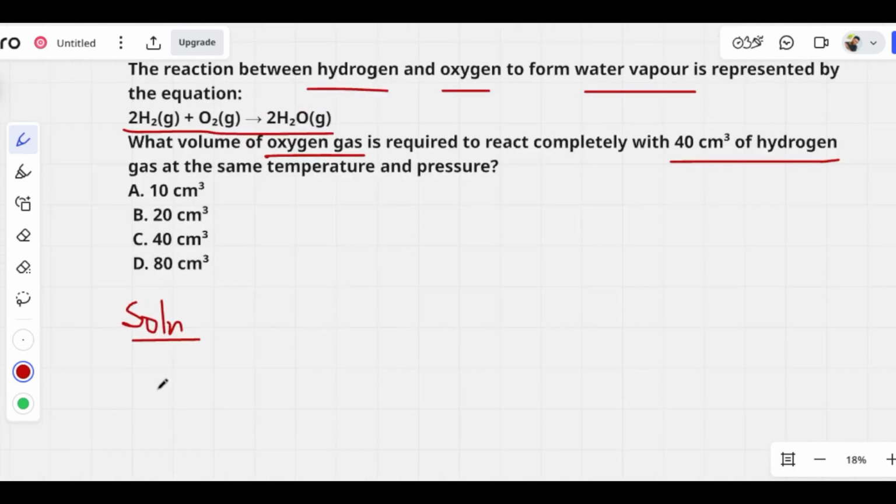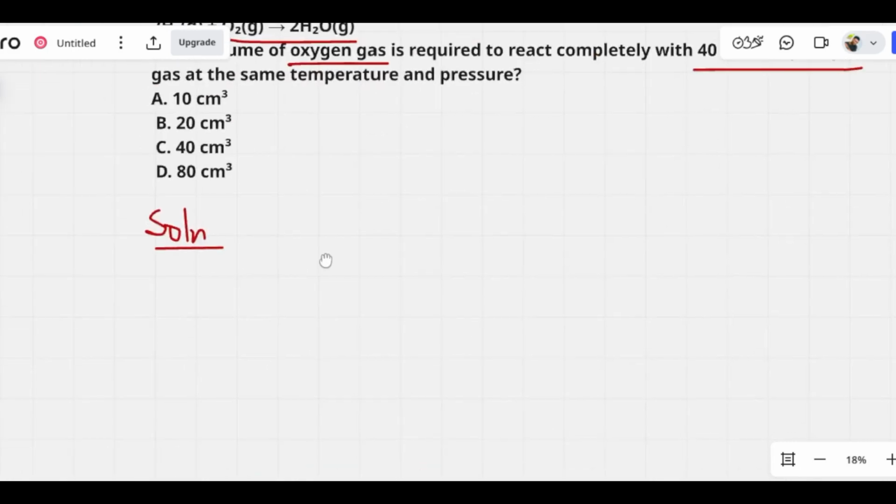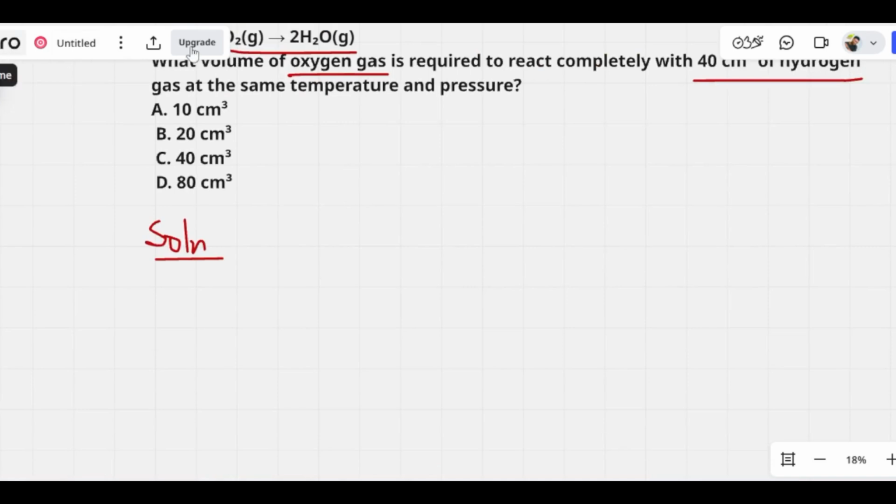Now, you need to write the balanced chemical equation for this reaction. So what do you have? Hydrogen is reacting with oxygen to produce water vapor. So put 2 here, put 2 here. Everything is balanced.